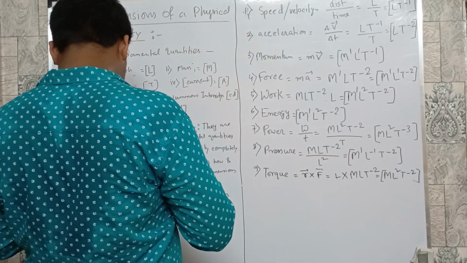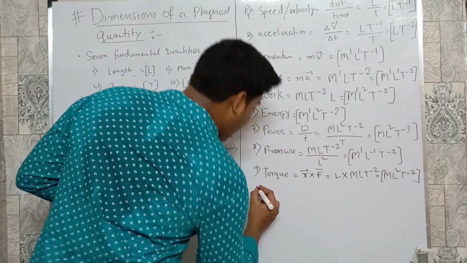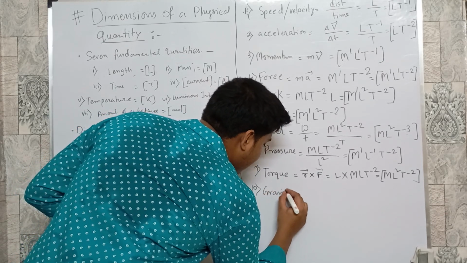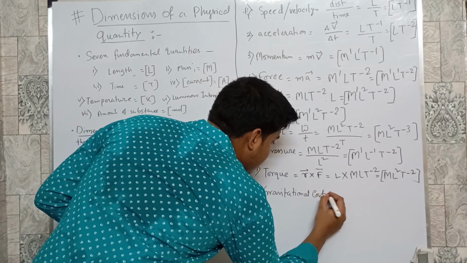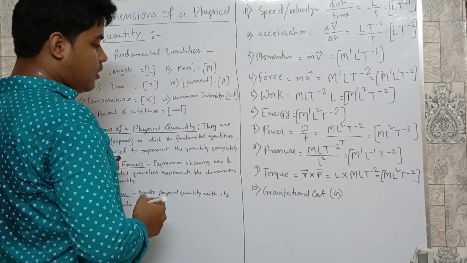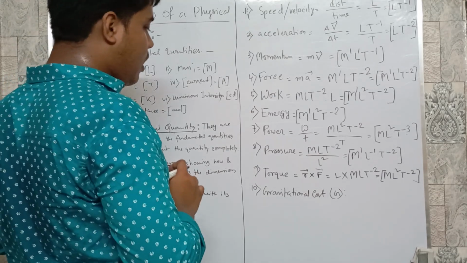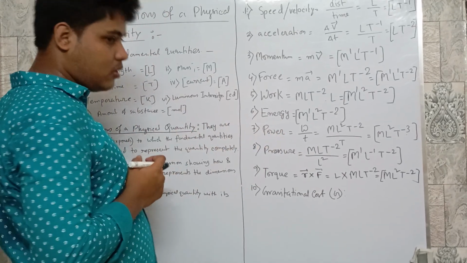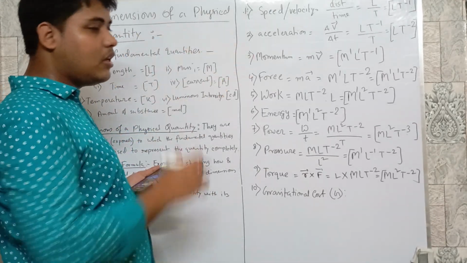Okay, next is a very important example that is often asked in exams. It is the gravitational constant G. To find the dimension of a constant or anything, what we do is first try to find a formula in which it appears and in which we know the dimensions of all the other quantities that appear in the equation.